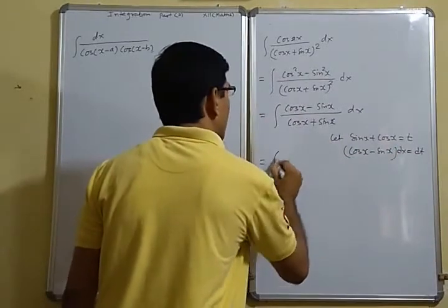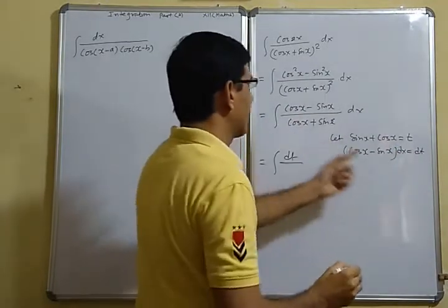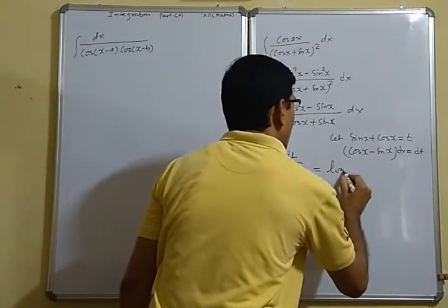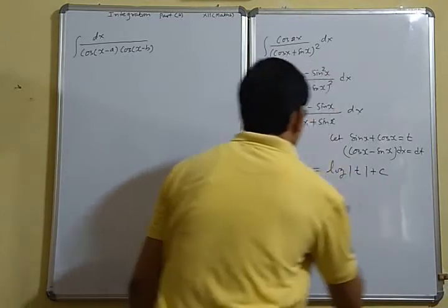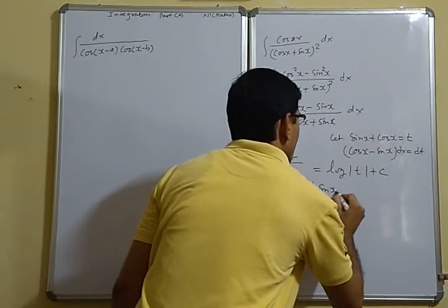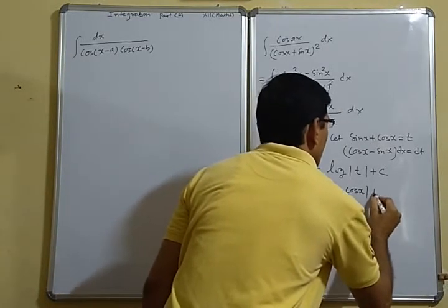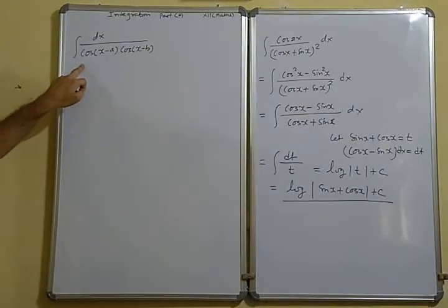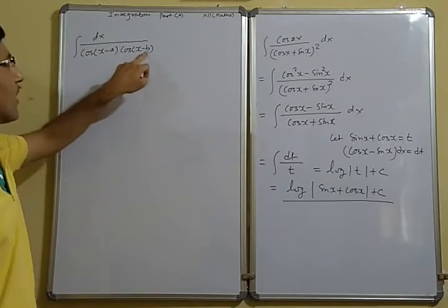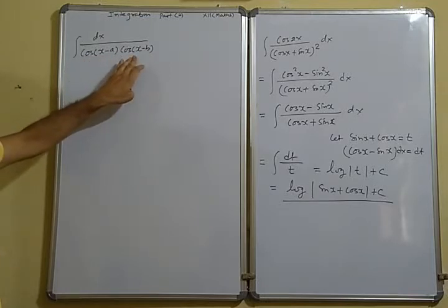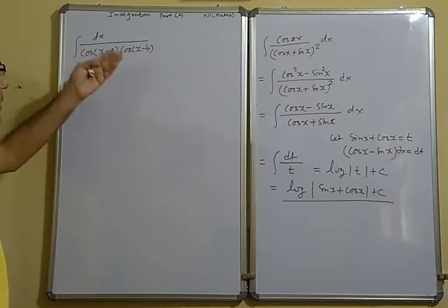So this integration becomes integration of dt upon t, since dt = (cos x minus sin x) dx. That is log of t plus c, and log of t is equal to log of (sin x plus cos x) plus c. This is the required result. Now take one more example: integration of dx upon (cos(x minus a) into cos(x minus b)). So here this is of the form cos a cos b. Now let us see how to simplify it.